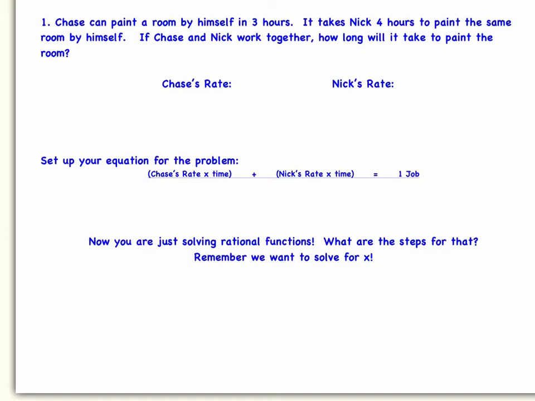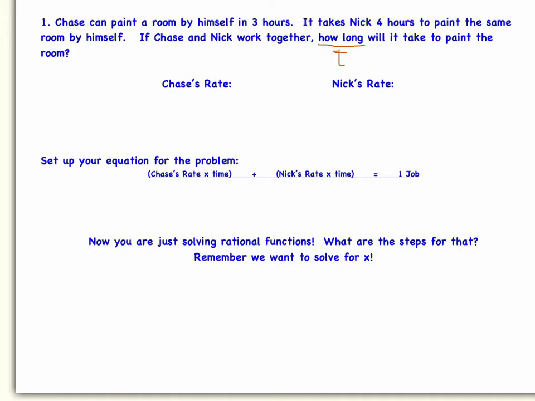Chase can paint a room by himself in 3 hours. It takes Nick 4 hours to paint the same room by himself. If Chase and Nick work together, how long will it take to paint the room? The first thing we need to do is identify the variable. And in this case, if we look at the last sentence, it says if Chase and Nick work together, how long will it take them to paint the room? So we are looking for an amount of time. So why don't we go ahead and label this T for time.